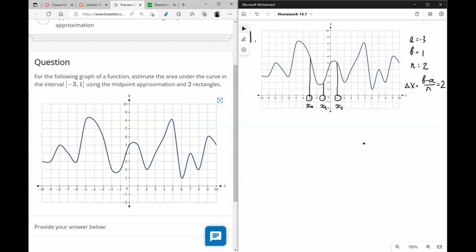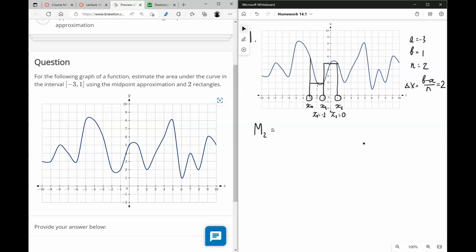And to use the midpoint approximation means we're looking for M2, and on each of these intervals we use a rectangle constructed in the following way. We're going to find the midpoint, look at the output of the function at that midpoint, and construct a rectangle with the height equal to that output. So this is what it's going to look like. My first midpoint will be -2, and my second midpoint will be 0.